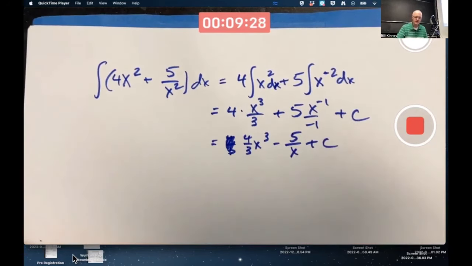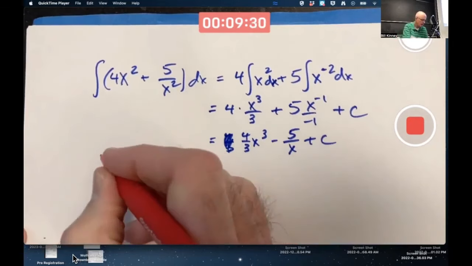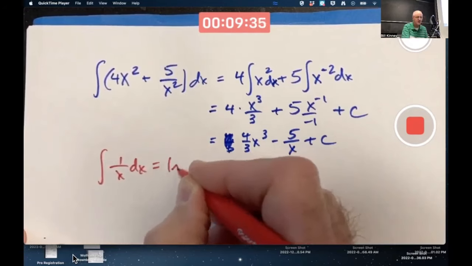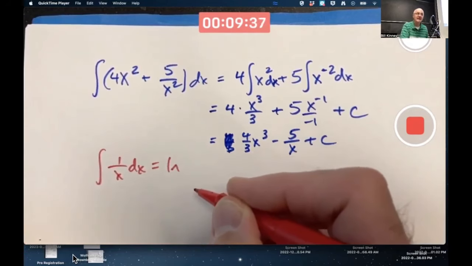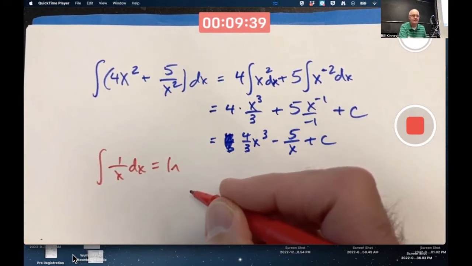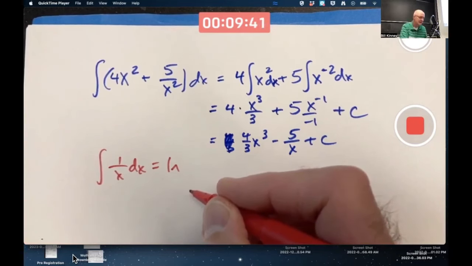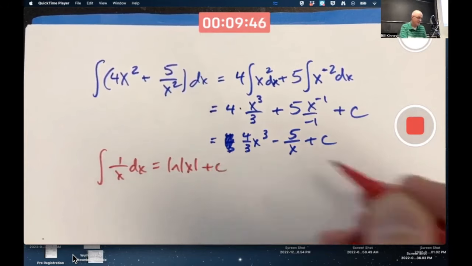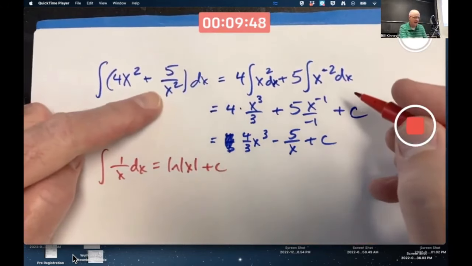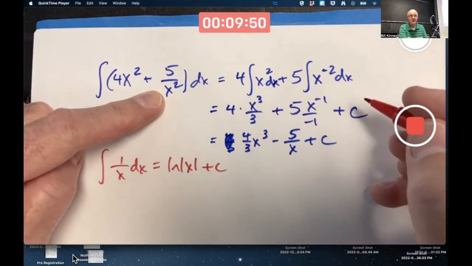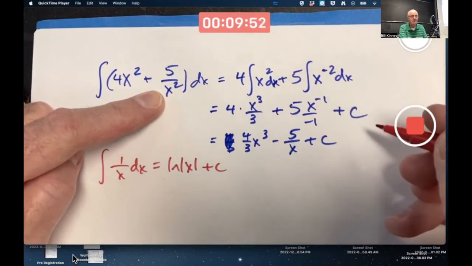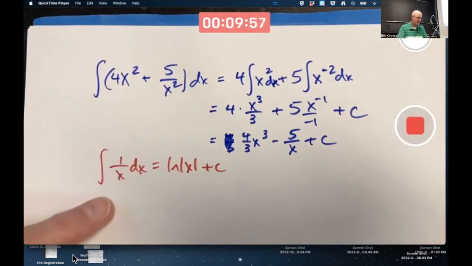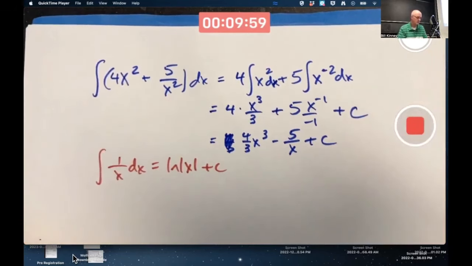There's no logarithms here. Yes, it is true that the indefinite integral of 1 over x dx is natural log of x plus c if you thought of x as being positive. If you allowed x to be negative, you want to allow an absolute value sign in there, plus c. But even though we've got an x squared in the bottom of this fraction there, you do not get a natural log. You only get a natural log if it's x to the negative 1 power.